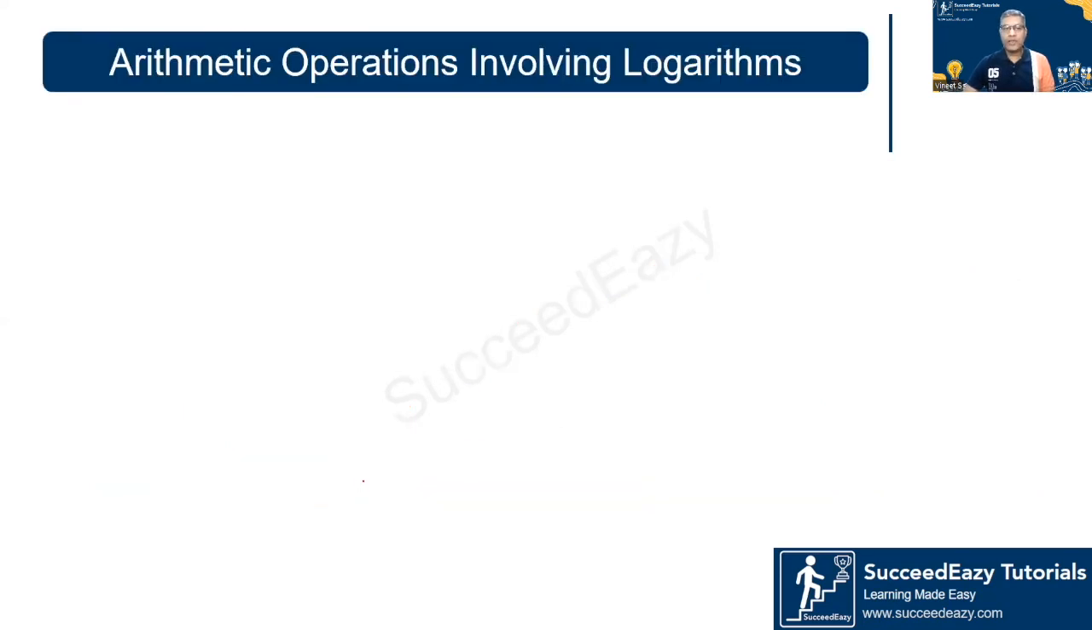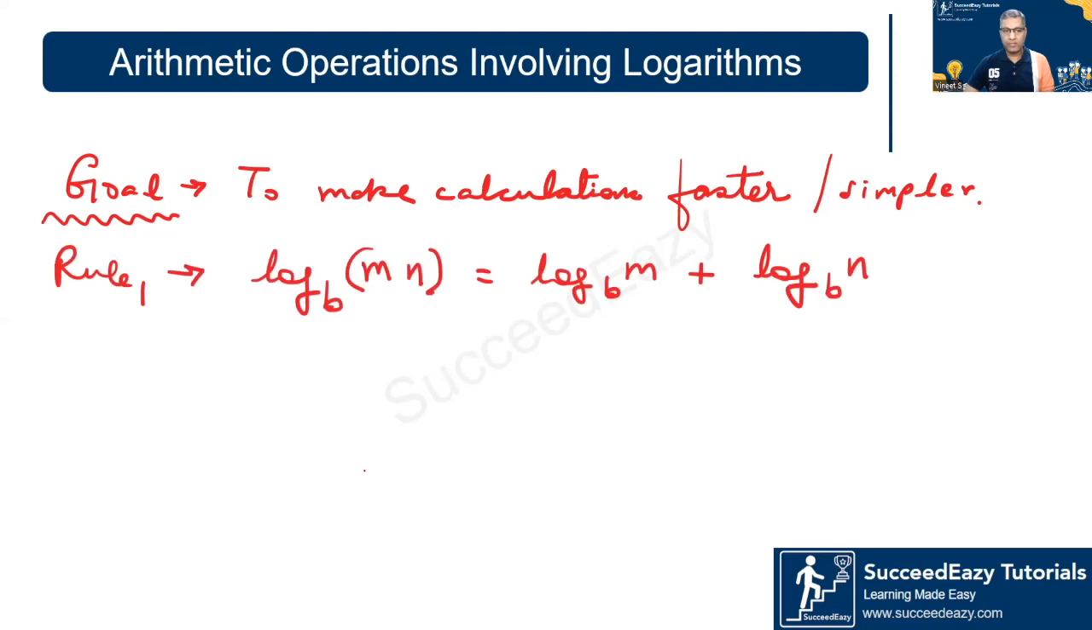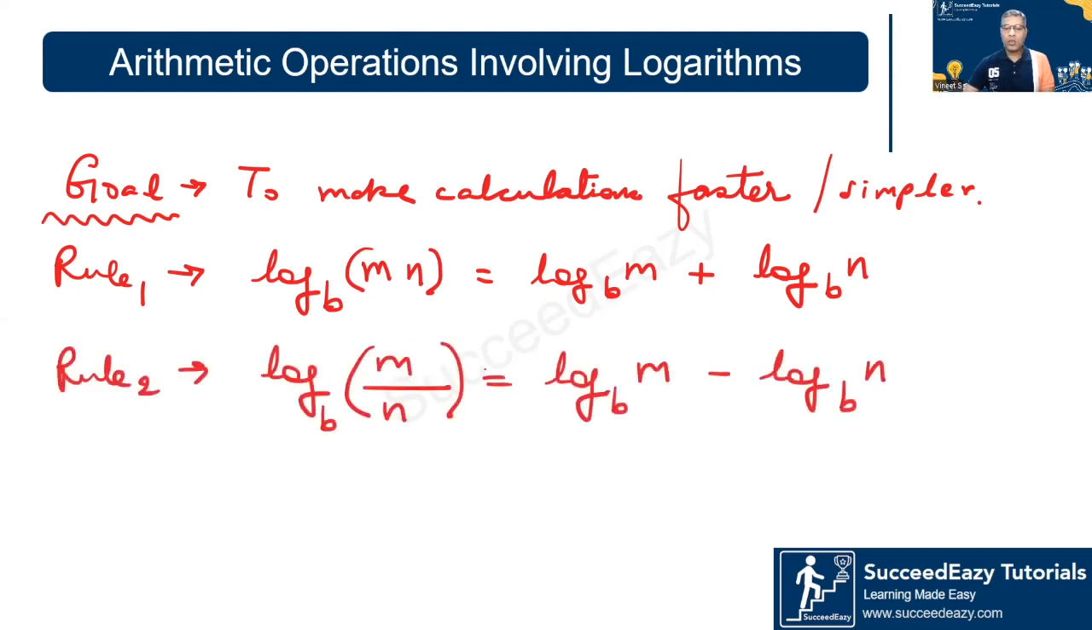Let's now look at some arithmetic operations involving logarithms. The goal is to make our calculations faster and simpler. Let's quickly look at some of the rules. Log of m into n to the base b equals to log of m to the base b plus log of n to the base b. Log of m by n to the base b equals to log of m to the base b minus log of n to the base b. So this is the product form. This is the quotient form.